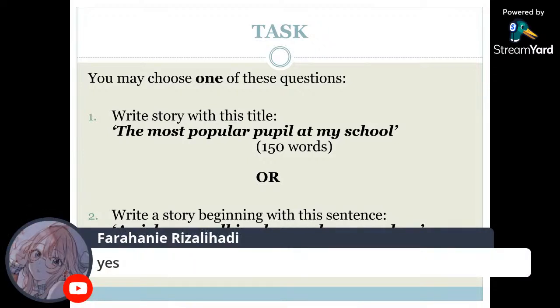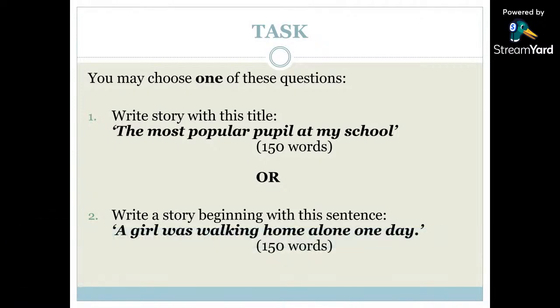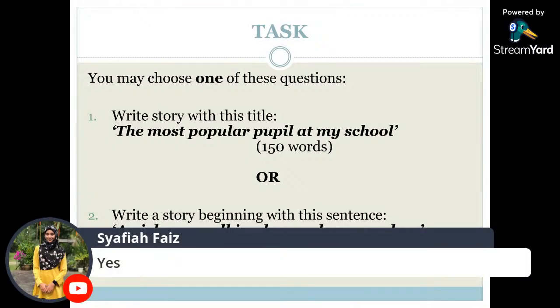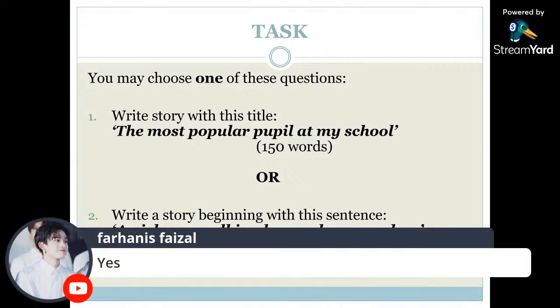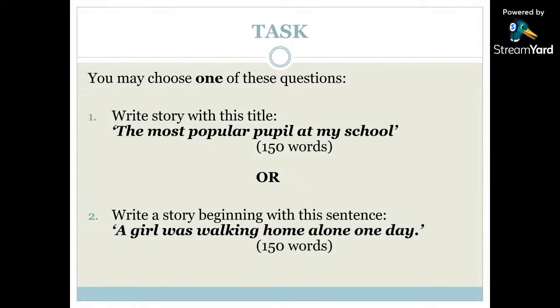Okay. Alright. If you have questions, okay. Jadi siapa yang ada soalan nanti boleh tanya dekat Telegram lah. Okay, I will be available until 4 PM today.